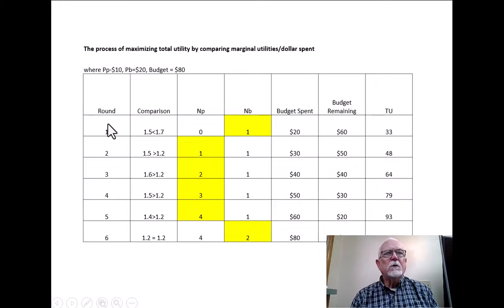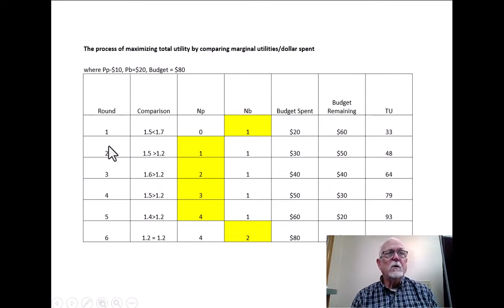So, on round one, let's say we purchased no boats, no planes. And if we look at the marginal utility per dollar spent, well, for planes, that's 1.5. For boats, that's 1.7. So we would buy one boat, and they're $20. So we have spent $20, and our budget remaining was 80 before, so it's 60 now. And that first boat gave us 33 utils of total utility. So that's a marginal utility. It's only the first one, so it's both actually.